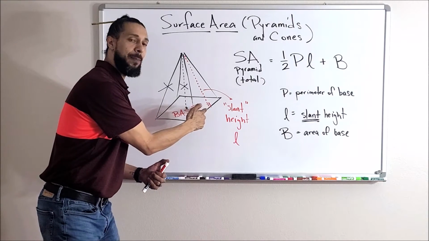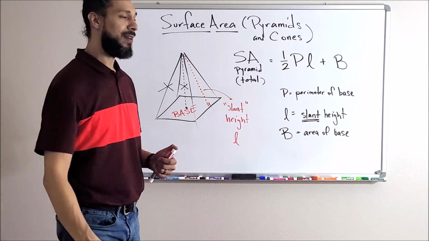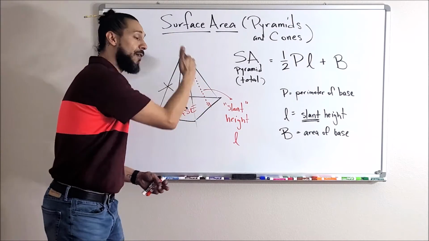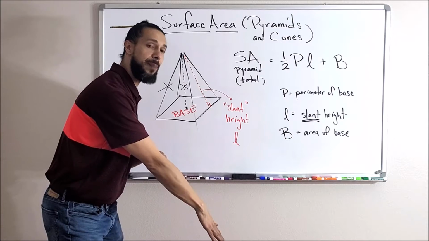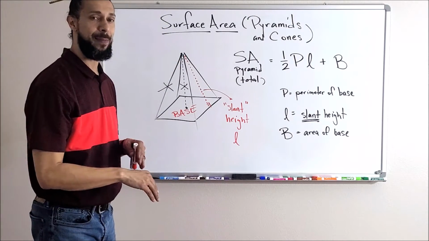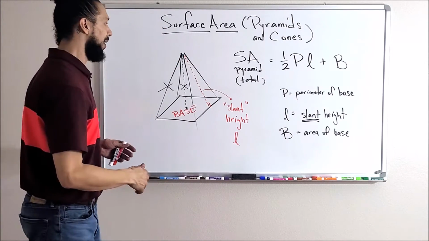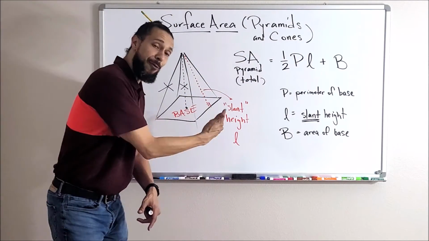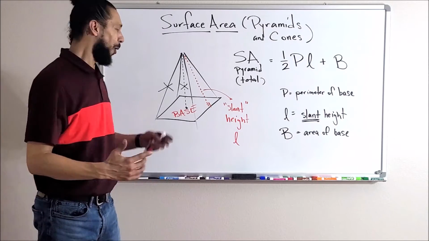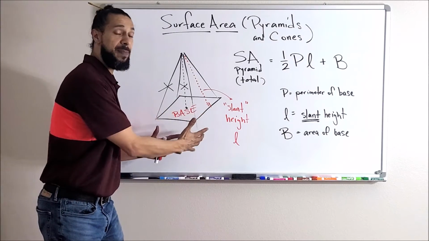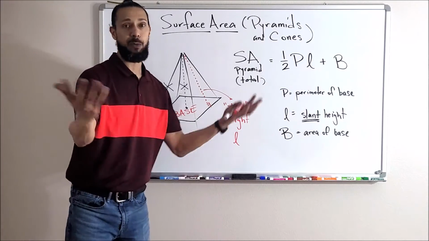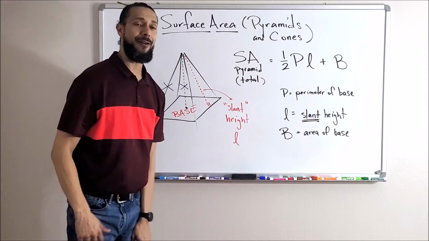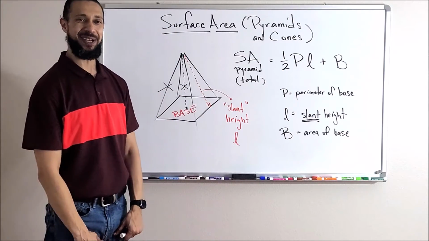Notice the little box at the bottom. You geometry students know what that means, right? That's the right angle, that's 90 degrees. So that slant height comes down the face of the pyramid and makes a 90-degree angle with that base at the bottom of our face. That's what goes in there. And then capital B, of course, is the area of that base that it's sitting on. Whatever shape that base may be, a square, a triangle, whatever, find the area of that shape. That's what goes in for capital B.